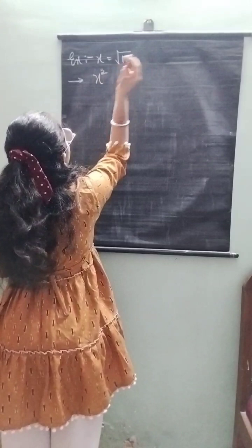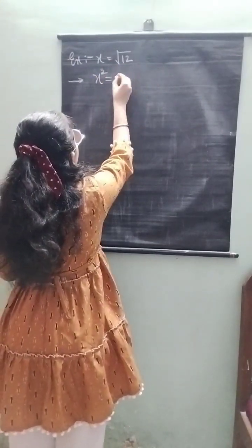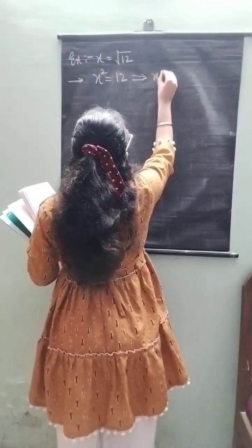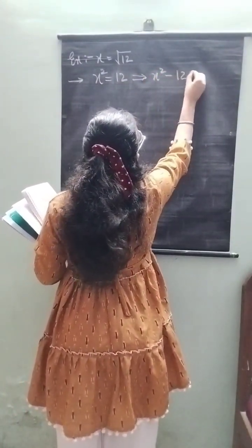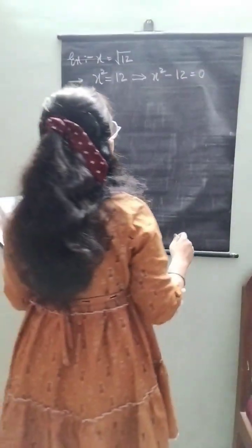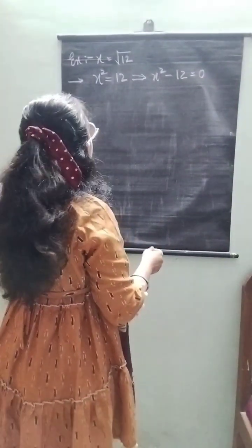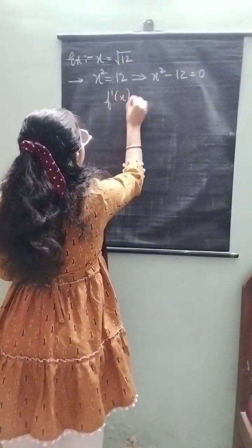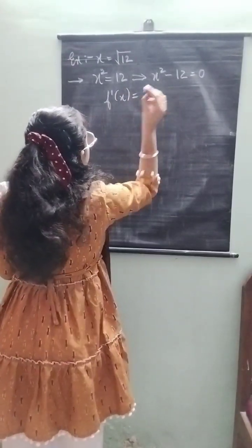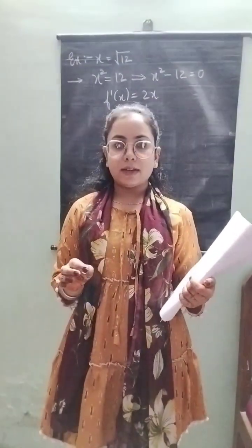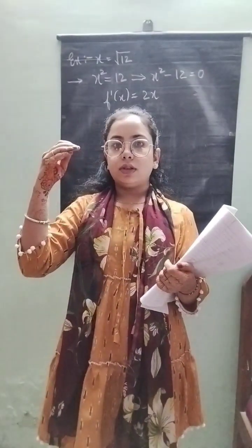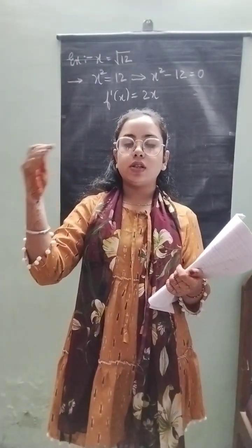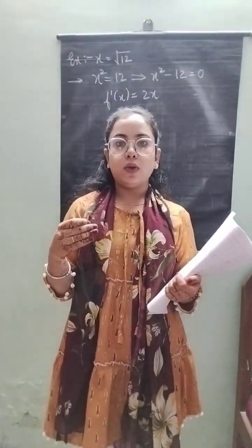First of all, we will remove the root. By squaring, it becomes x square equals 12. Then we will make it an equation, so it becomes x square minus 12 equals 0. Now we have to find its derivative with respect to x, so f dash of x equals twice x. Now we have to put in values for x, first negative and then positive, and based on that, the value nearest to 0 we will take as x naught.